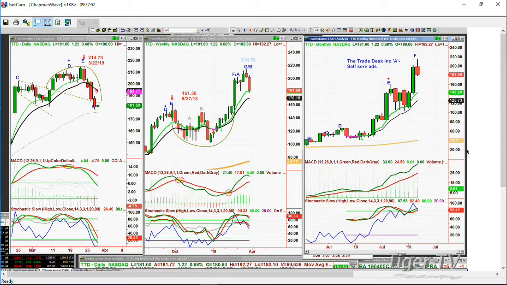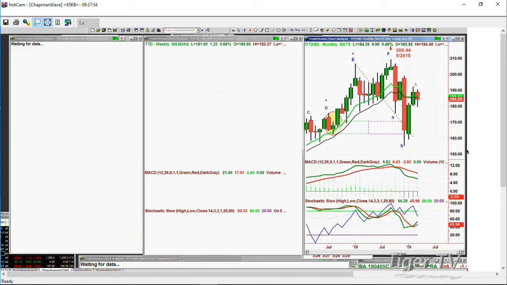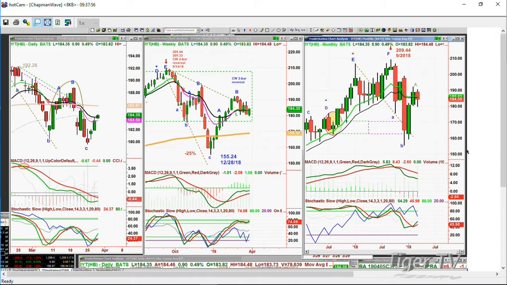The IYT, which is the Transportation Index. Let me just see if I've got any calls coming in. 877-927-6648. Love to hear from you. I'm looking at, okay, question here about the rotation through the different groups.